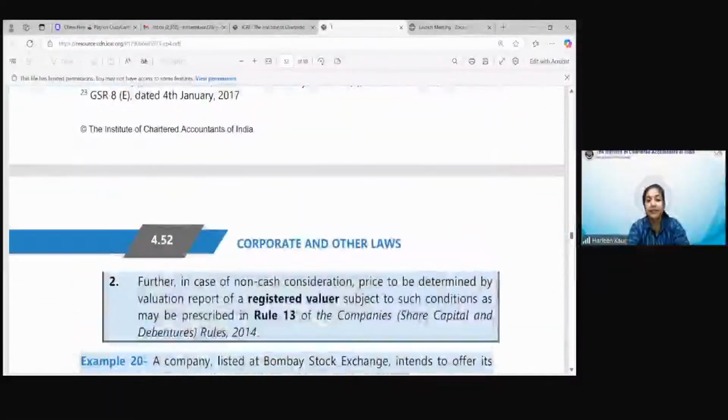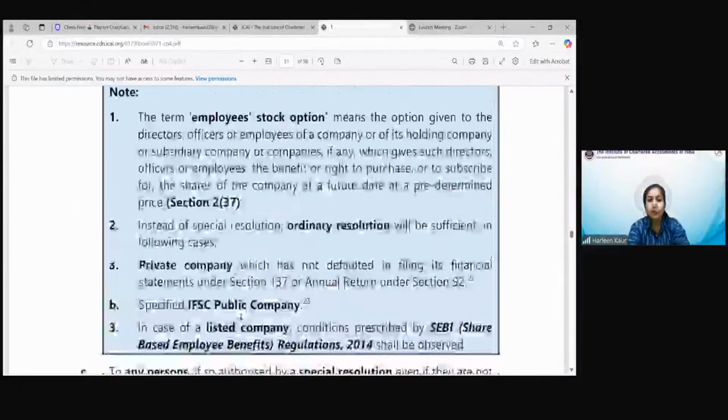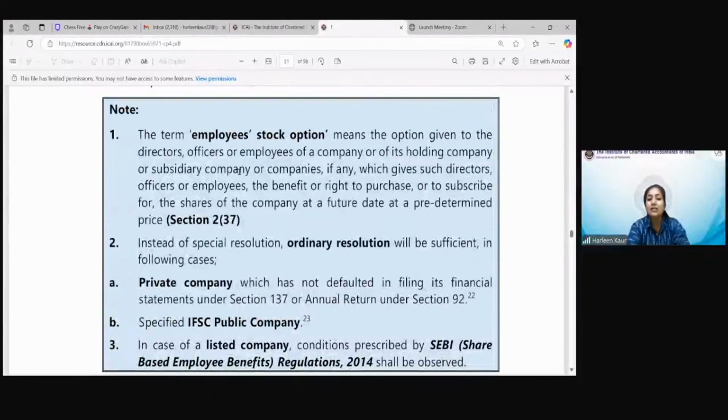So it can definitely issue to the employees of its own company or holding company, subsidiary company. Any of the employees of the company can be issued.